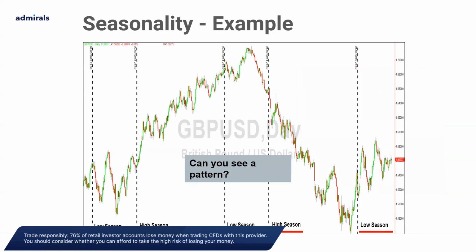So I'd just like you to have a little look at this. It's a chart of the pound against the US dollar, on the daily chart. And what we've done here is we've marked in the low seasons and the high seasons of trade. Remember, we taught high seasons from about September through to April, and then low seasons from about May to the end of August, start of September.